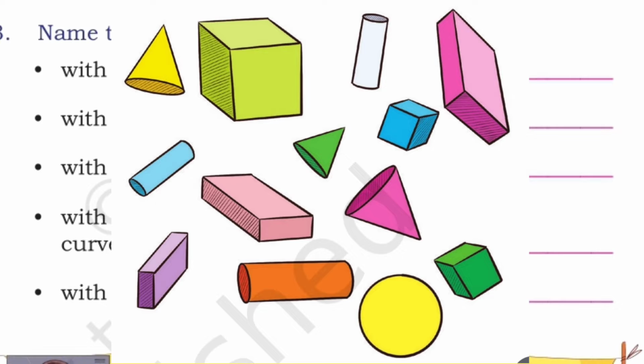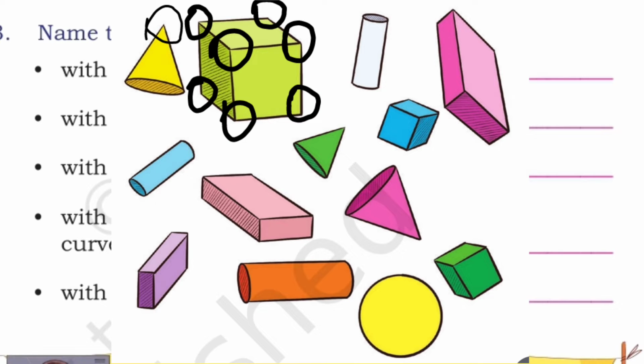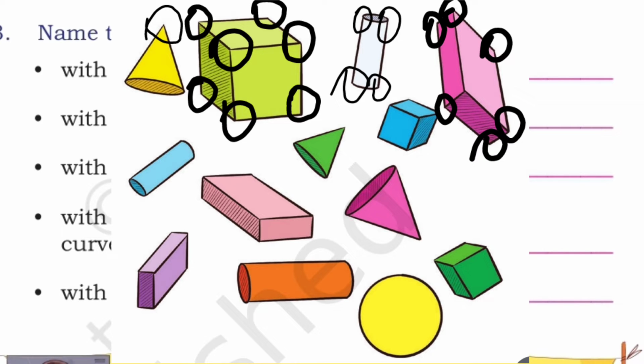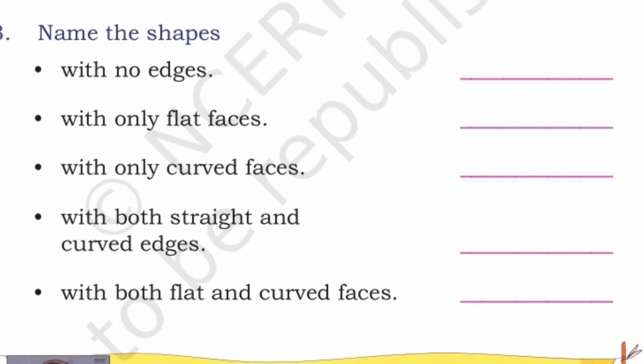First we have a cone. A cone has an edge on the top. And a cube also has an edge. Cylinder, again it has an edge. Cuboid also has edges. But only the sphere, which is the circle shape, doesn't have any edges. It's a round shape. So the answer is sphere. With no edges is sphere or a circle. Both are the same.